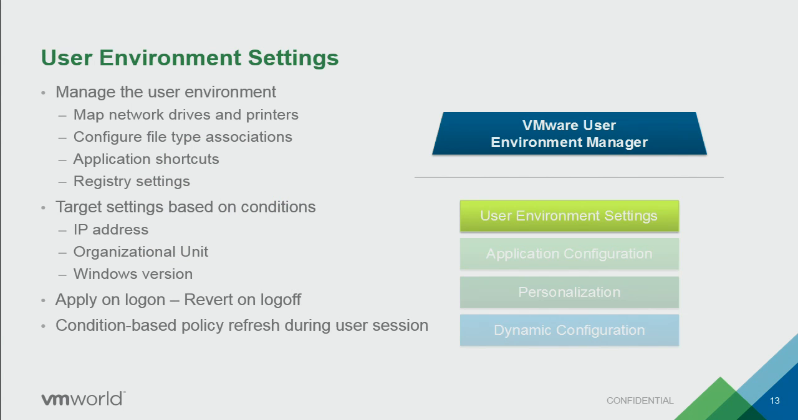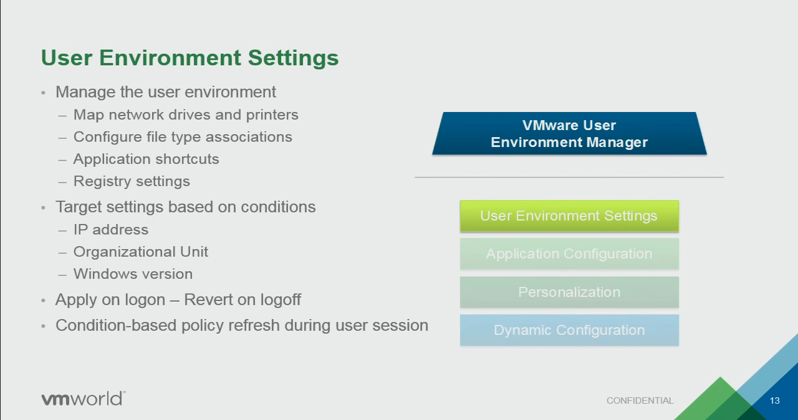So we'll start with user environment settings. This is your very basic stuff. Mapping network drives, mapping your printers, shortcuts for the applications, setting up file associations, registry settings, all of that can be managed by User Environment Manager for you. And you can target these settings with conditions. You can set this up where if the user's logging in, let's say, for instance, when they're in the office, they get an E drive mapped to their desktop.